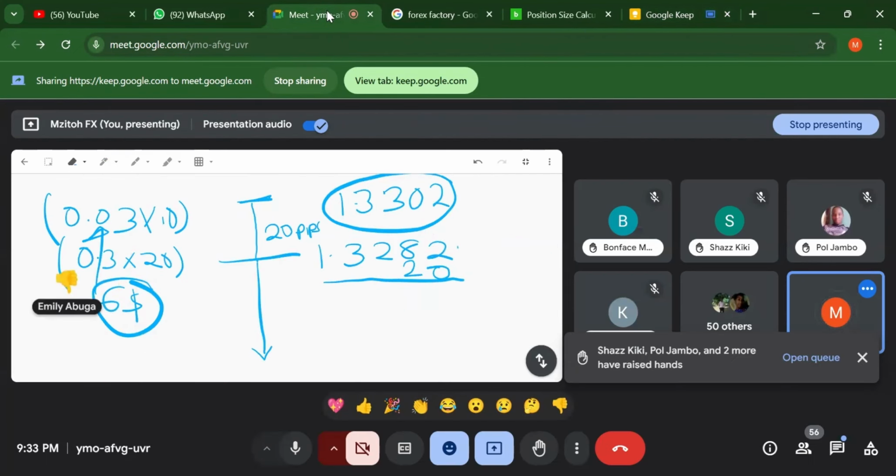How many are getting it? If you are getting it, kindly confirm.